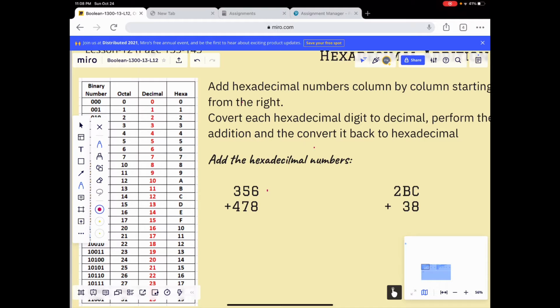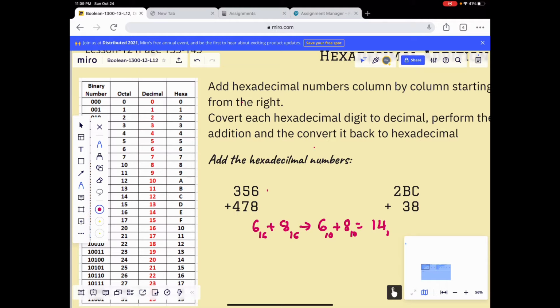Let's work on this example, 356 plus 478. We need to line them up together, column by column, and work from the right to the left. So first, I want to convert 6 hexa plus 8 hexa, and you want to convert back to the decimal number. 6 decimal plus 8 decimal equal 14.